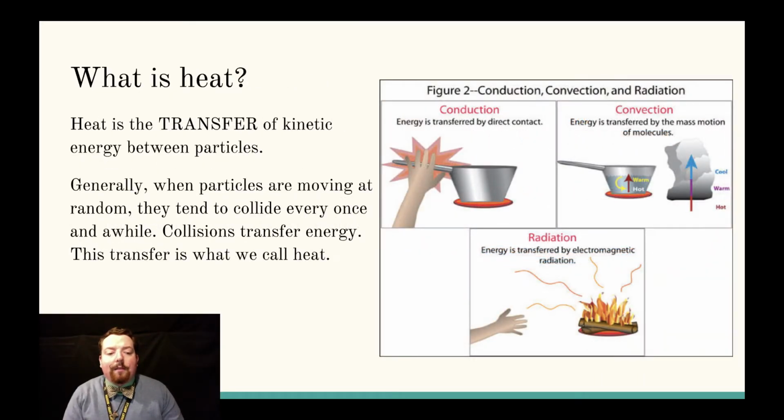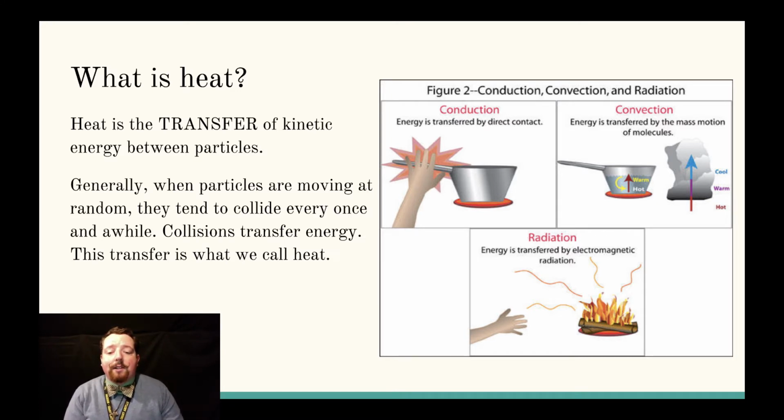We've learned about heat before also. It's a transfer of energy, specifically a transfer of thermal energy, or you could also think of it as a transfer of the kinetic energy of particles. So generally, when particles are moving at random, they tend to run into each other every once in a while. Those collisions transfer energy, and this transfer is what we call heat. You can transfer heat in three different ways.